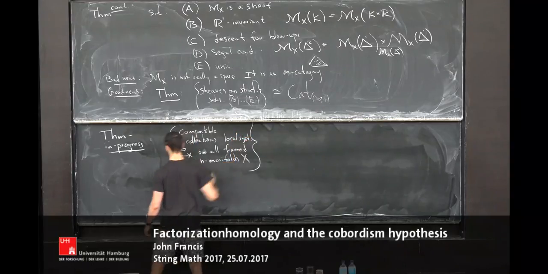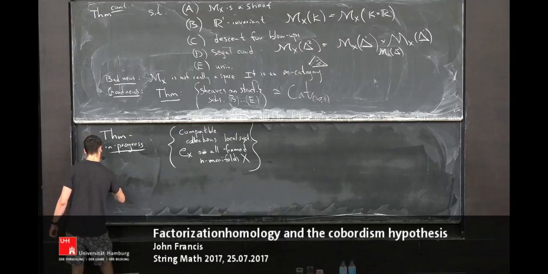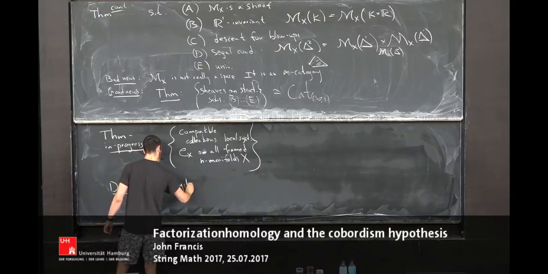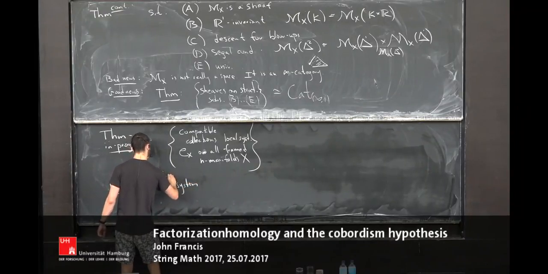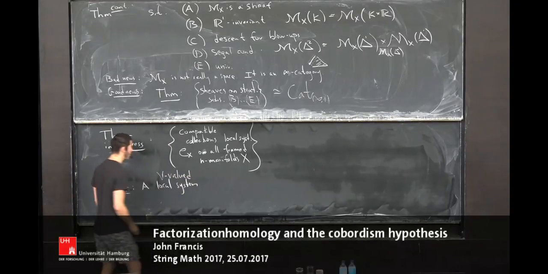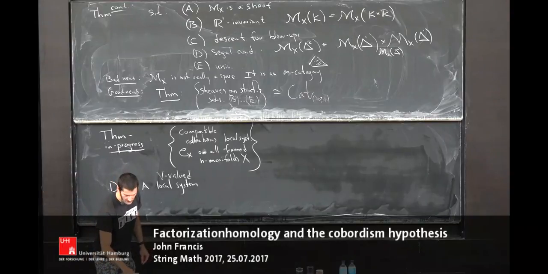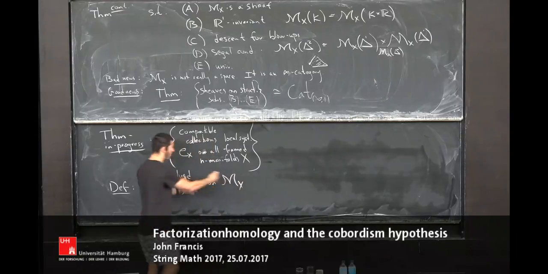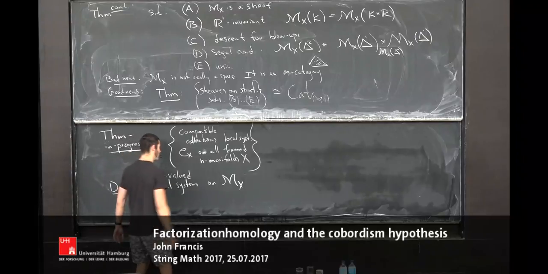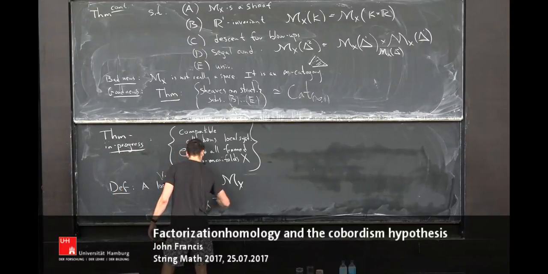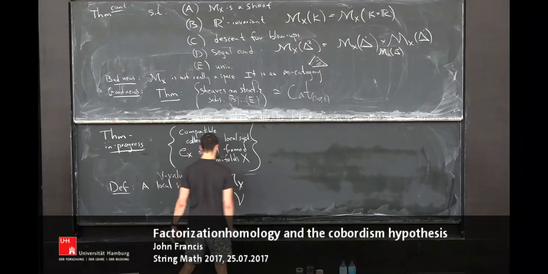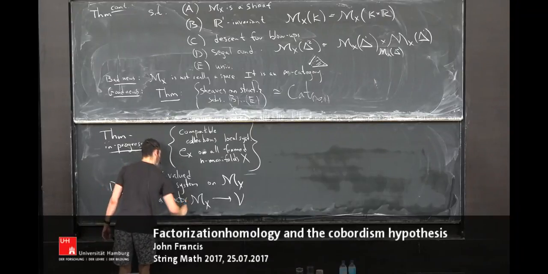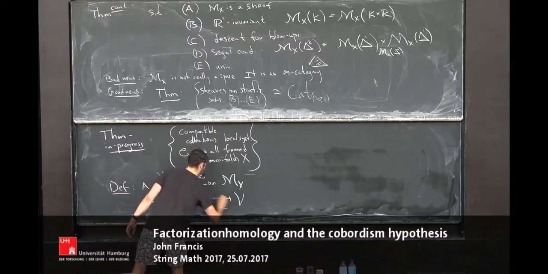And maybe I should add a definition first. So the sheaf for the local system, let's say a V-valued local system, where say V could be spaces or it could be chain complexes or something like that, on M sub X. So again, I want to continue thinking of this as a space, and so we'll just define this to be a functor from the infinity category to V. So V-valued, we'll call this C, is a functor C.